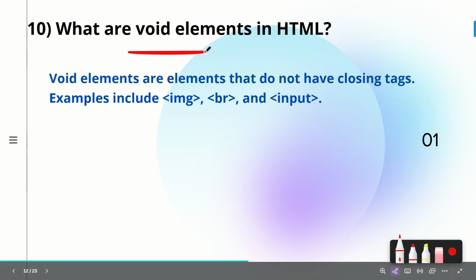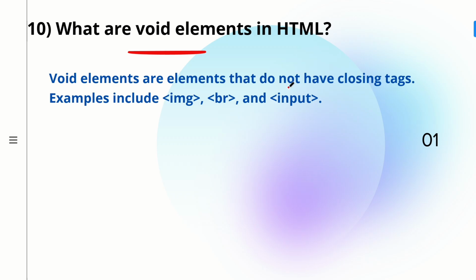What are void elements in HTML? Void elements are elements that do not have any closing tags. For example, you have the image tag, which doesn't have any closing tag, or the break tag and the input tag. You can also write it this way. They are also called self-closing tags, so there are two names: void elements or self-closing tags. They do not have their own closing tag. Either you can write just the image tag, or you can close it in the same tag, in the same syntax, and all the attributes will be written before this slash.